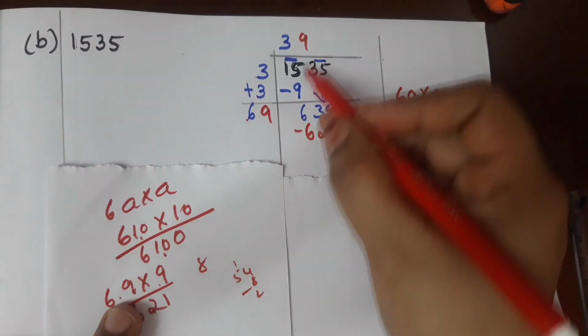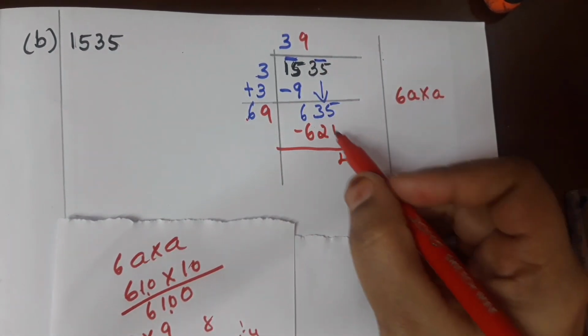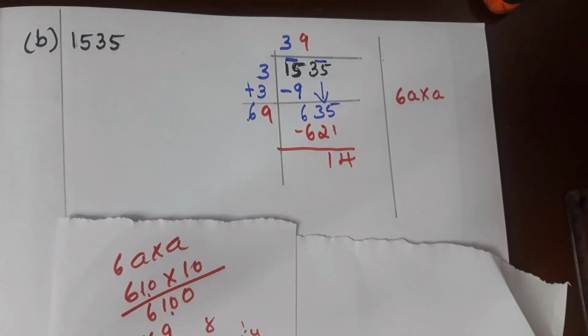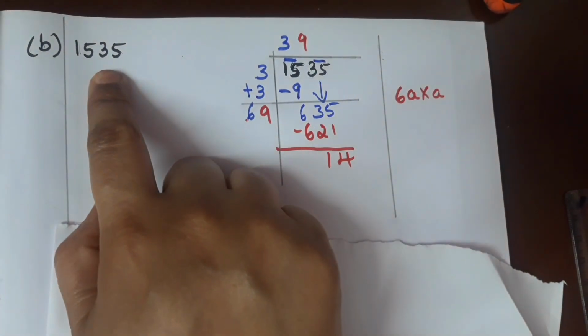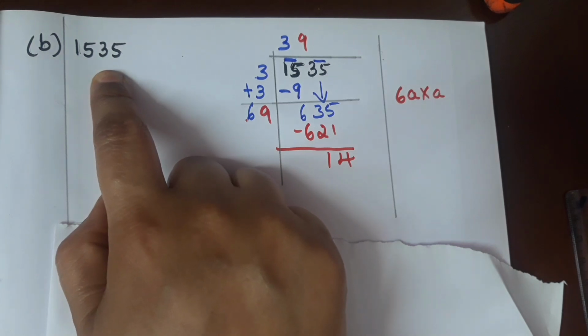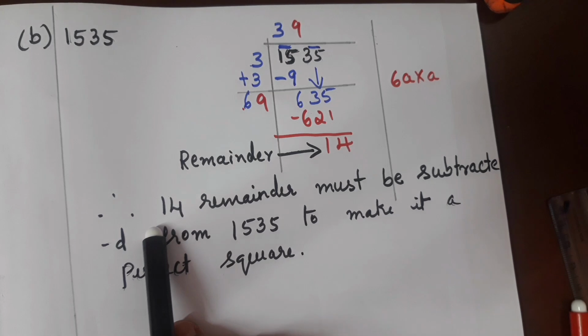This 9 we write here, and half. Now subtract. 5 minus 1 is 4. 3 minus 2 is 1. So 14. So this remainder 14 must be subtracted from 1535 to get a perfect square number. So here we have to write 14 as the remainder.